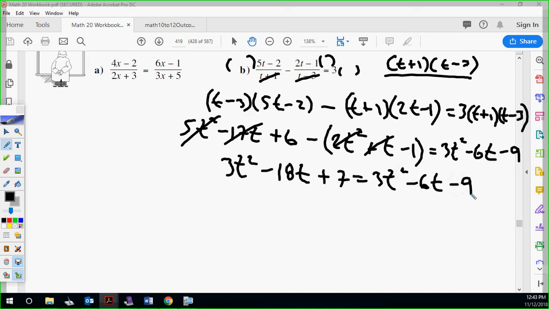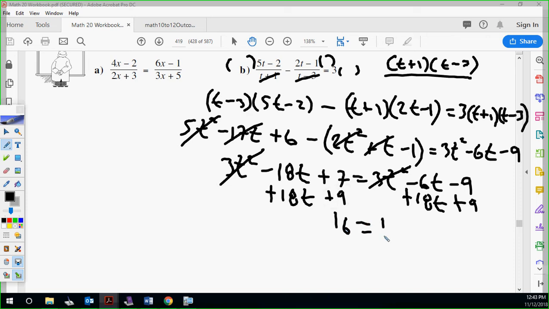Okay, so like I said, we're happy because my 3t squareds go away, and now we're in the comfortable part where we're solving. So I'm going to add 18t. I'm going to add 9. Okay, so I'm going to get 16 equals 12t. So t is 4 over 3. When you verify, it is correct still.